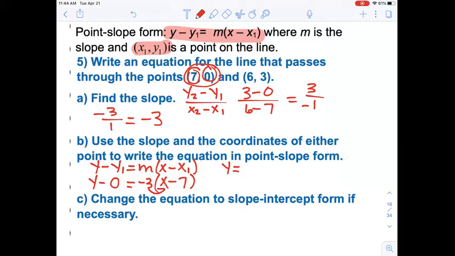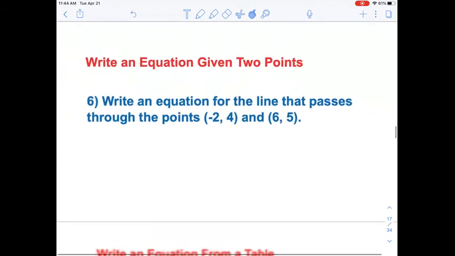So y minus 0 is just y, so y equals. Then I'm going to distribute that negative 3. So negative 3 times x is negative 3x, and negative 3 times negative 7 is 21. Now my equation is written in slope-intercept form. We're good to go. We have the y-intercept and we have the slope.